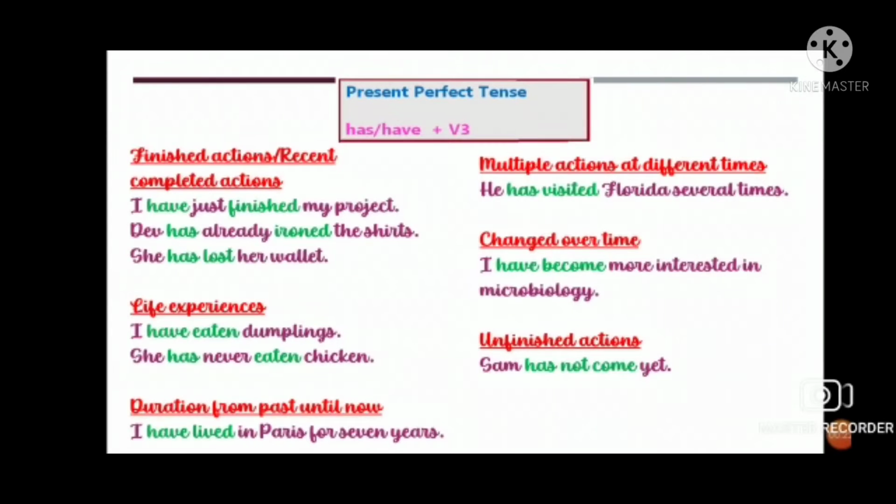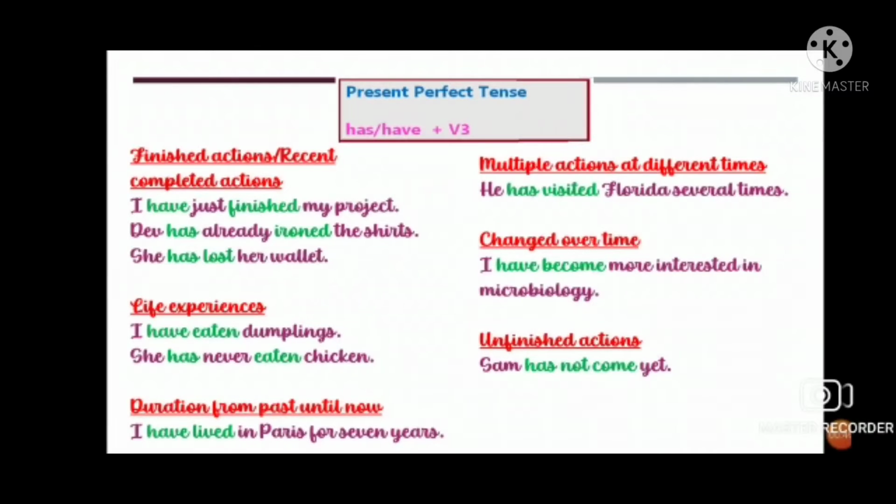Dave has already ironed the shirts. She has lost her wallet. So, finished action or recently completed action. Second, life experiences. I have eaten dumplings, which means you are saying that you have had the experience of eating dumplings. She has never eaten chicken. It's again experience, but you have never tried it.